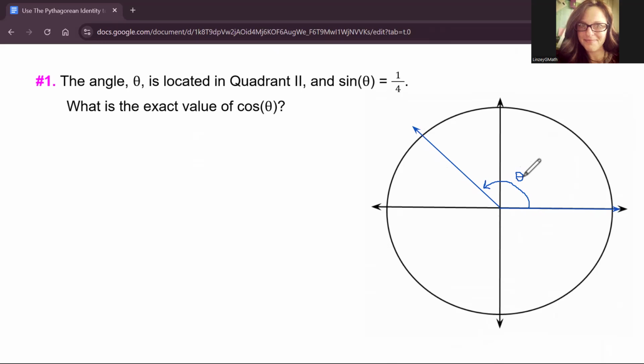And then I'm going to use this reference angle right here in between the terminal side of our angle in quadrant number 2 and the x-axis. And I'm going to draw a right triangle. And we'll label the sides hypotenuse, this is the opposite side of our reference angle, and the adjacent side.